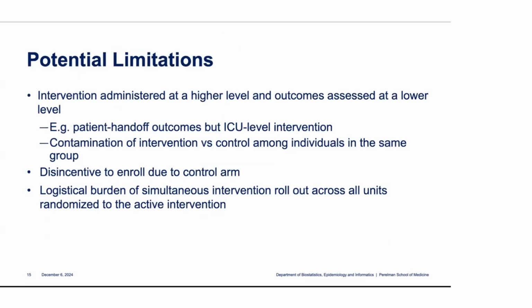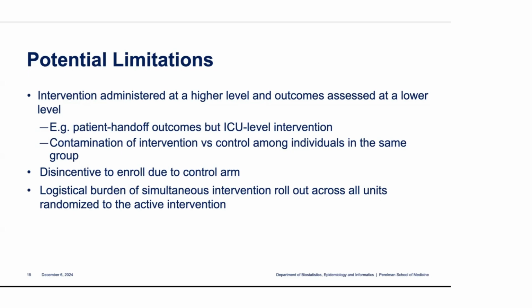But some limitations of this design are that if the intervention is administered at a higher level and outcomes are assessed at a lower level, then this creates a violation of independence because you have a correlation of the lower level outcomes within the higher level intervention assigned groups, as we see in Hattrick with the implementation outcomes. And then we also could be concerned about contamination of intervention versus control among individuals who might be in the same group. So say two different individuals are randomized to different levels of the intervention, but they see the same provider, right? So that could be a source of contamination that would lead you to use a cluster design.